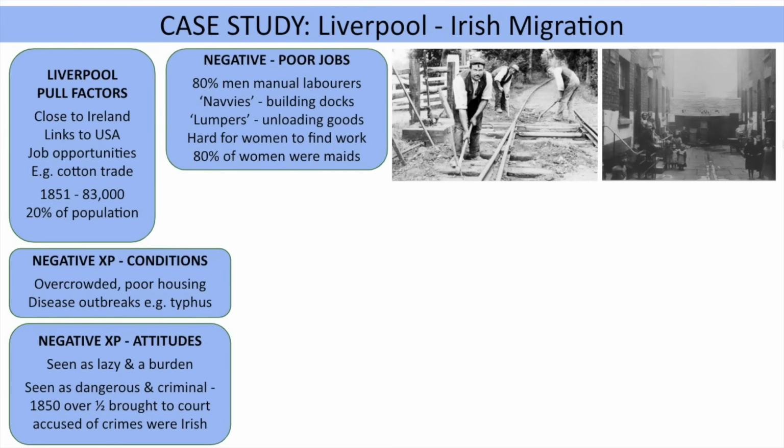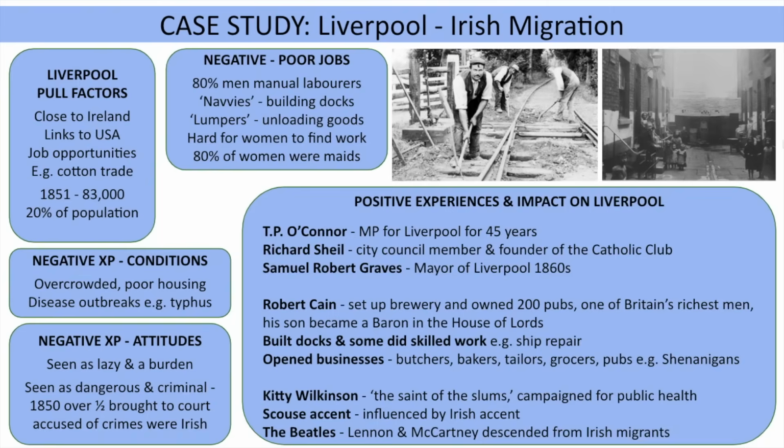We'll see in a minute a few individual examples of people with successful businesses, but generally 80% of men were manual labourers, so doing quite unskilled work, building docks as navvies or unloading goods off the ships as lumpers. Generally it was very hard for Irish women to find work, so they tended to work in domestic jobs. 80% of women were maids in people's households, obviously not very well paid positions, working basically as servants.